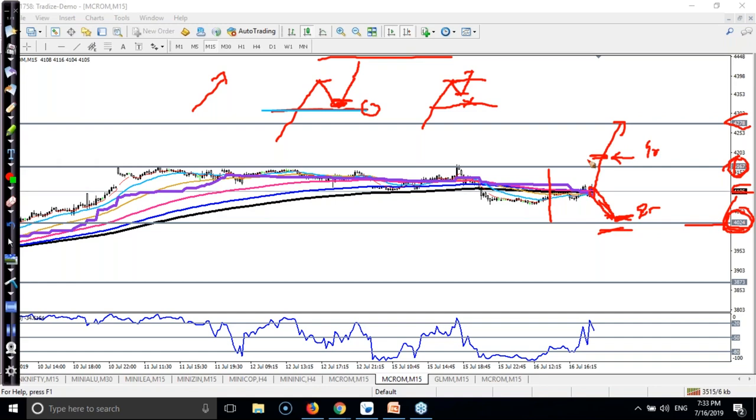Don't enter blindly anywhere. Always wait for opportunities. And if you want to enter here, keep your SL according to your money management, and if you are not able to find this supporting line for SL, you can use ATR, right? I think in my previous video I told how to use ATR.